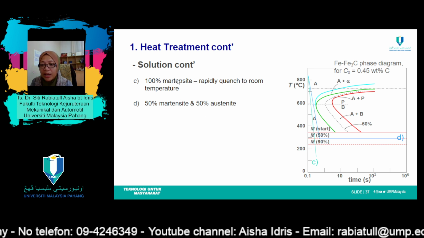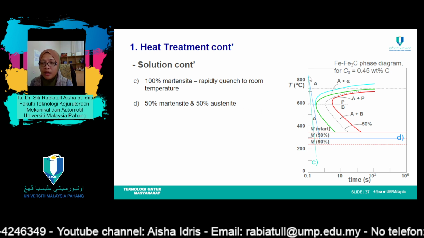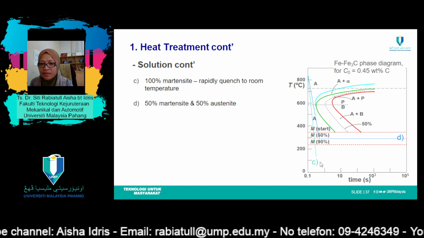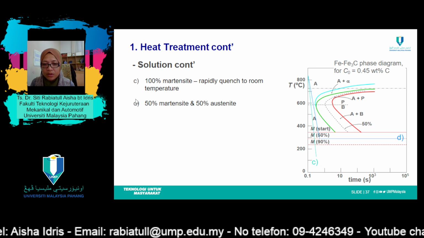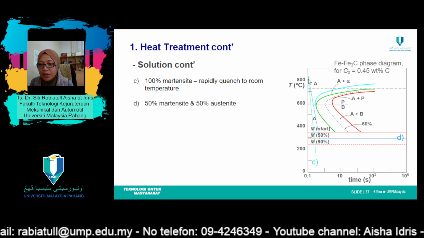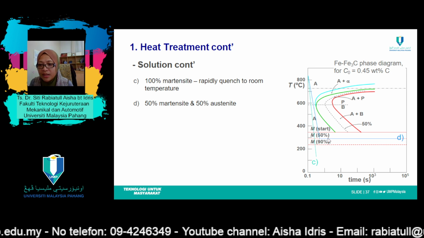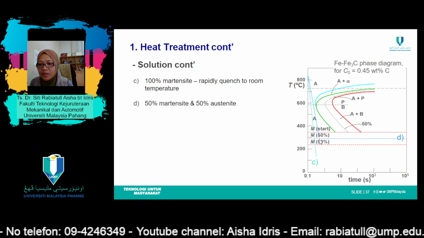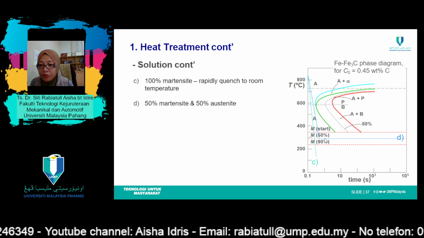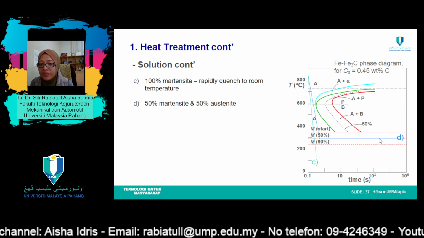After that, 100% martensite. 100% martensite can only be produced from rapid cooling from the austenite temperature down to room temperature. So it straight away forms 100% martensite. If you want to form 50% martensite and 50% austenite, which is question D, then still rapid cooling but a bit longer, until it reaches this line, at a temperature of around 300 degrees C, then it will start to form 50% martensite and 50% austenite.